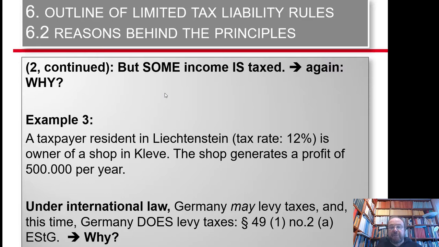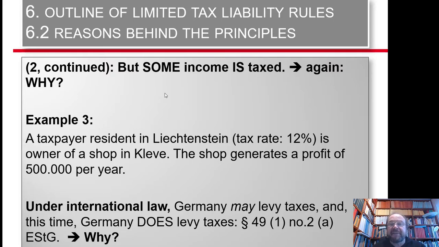Now, the other extreme would be a taxpayer who lives in Liechtenstein. There, the tax rate is only 12%, at least rumors say so. I never guarantee for things about that. And now he owns a shop at Kleve that is in Germany, as you know sufficiently. And the shop generates a profit of 500,000 per year. Now Germany can naturally tax that, and now Germany does it.